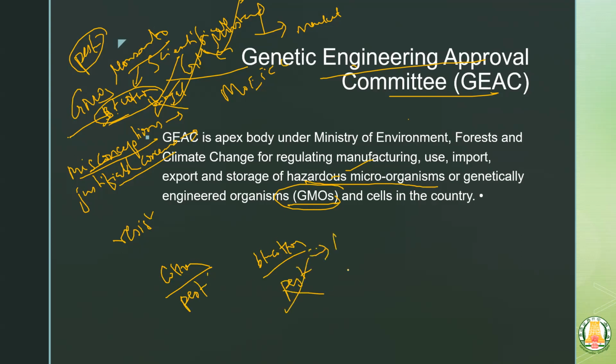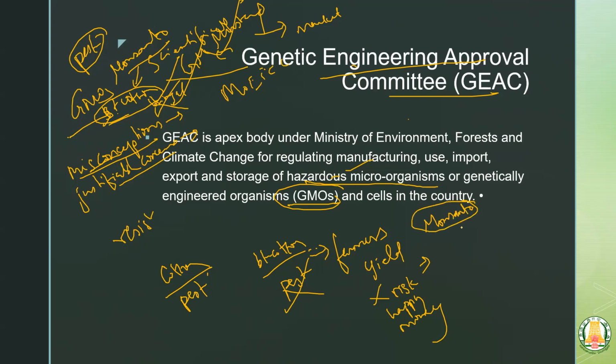So farmers cultivating this BT cotton had a huge yield. There was no risk. They were happy. They got their money back, they were able to generate money, and the yield was also good. But later what happened? Monsanto had many wrong intentions. One is this terminator gene. What is this terminator gene?